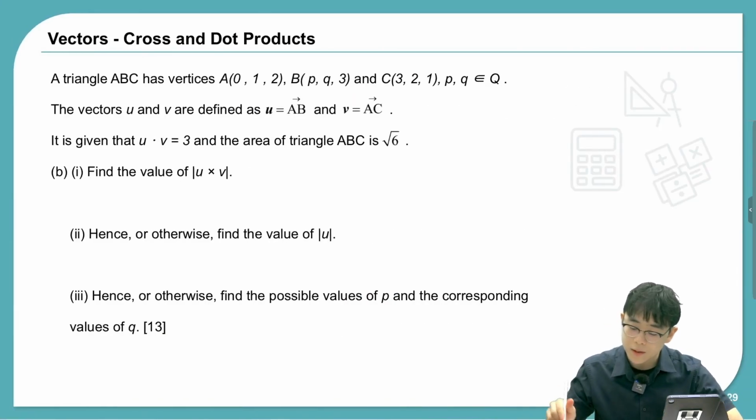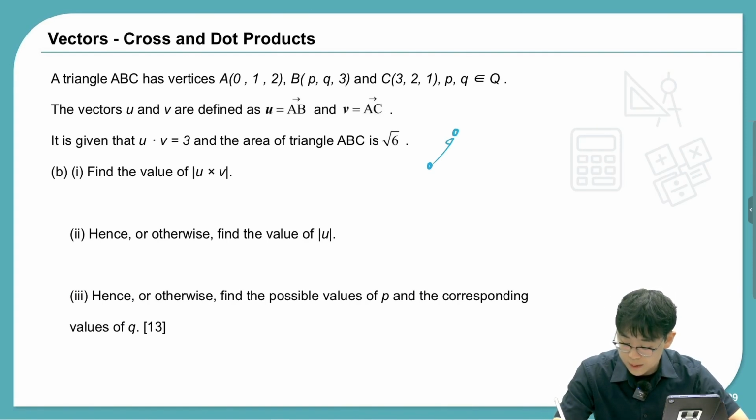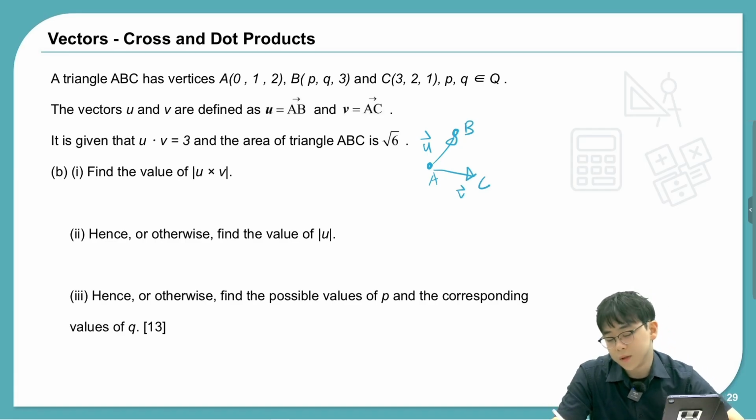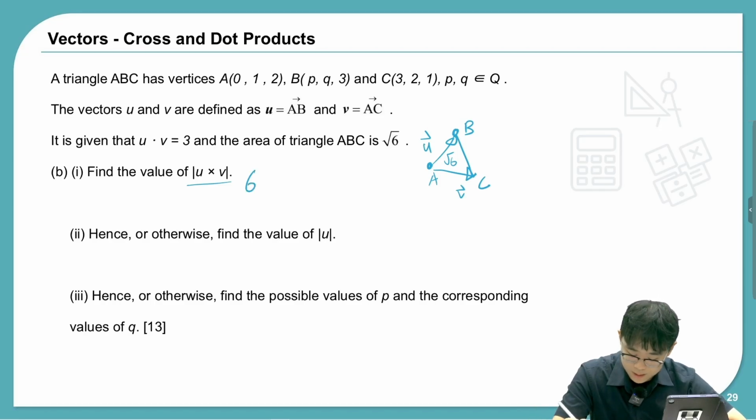So what we're trying to do here is we have triangle ABC, and we have vector u that's going to be going from A to B, and vector v going from A to C. So this is v, this is u. So given that u dot v is 3 and the area of the triangle is root 6, what's the value of the magnitude of u cross v?